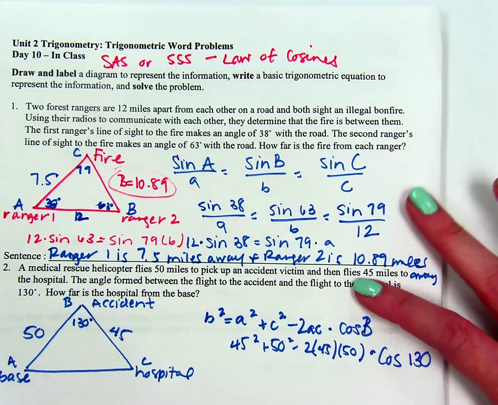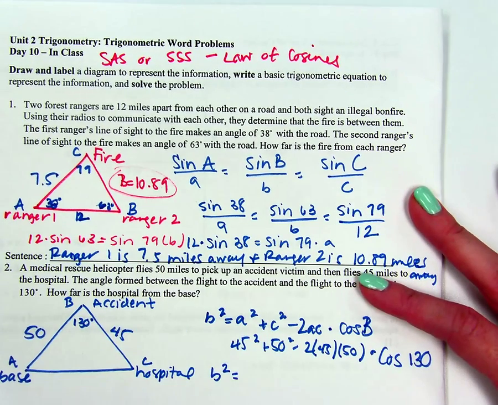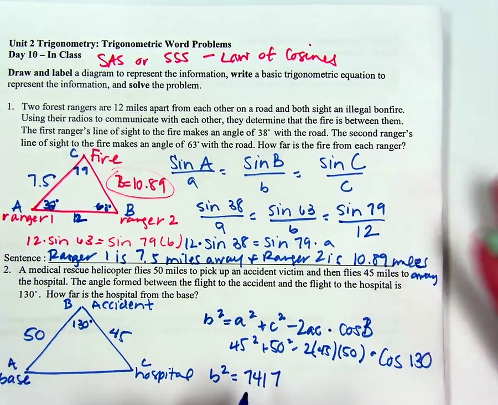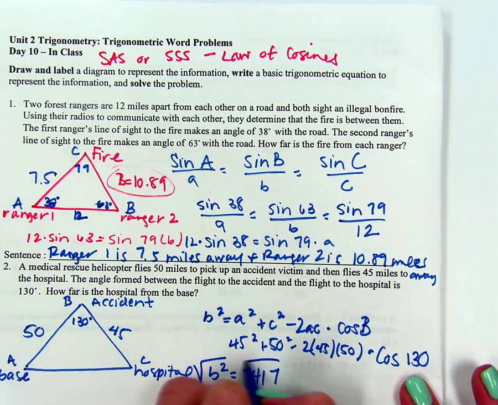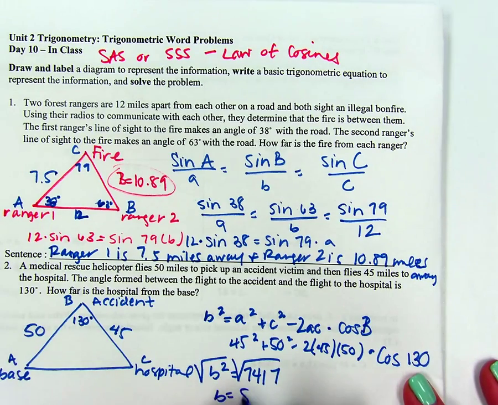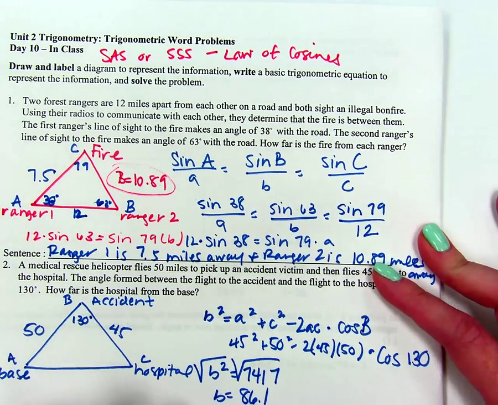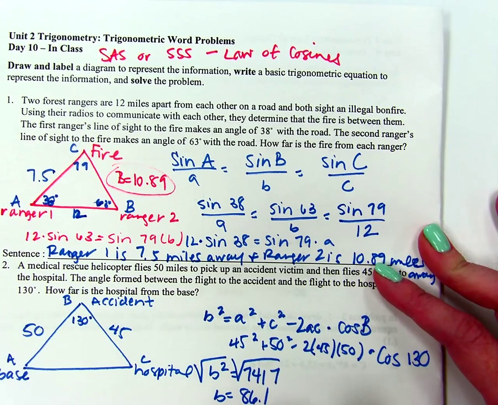And you should end up with kind of a big number because it's going to be B squared. Your number should be something around 7,417. Because it's a B squared, we're going to take the square root of that, and we're going to get about 86.1 miles. So the answer is the hospital is 86.1 miles from the base.